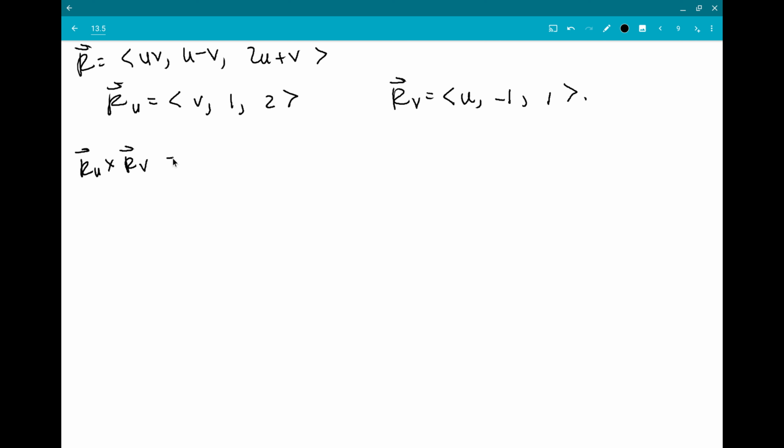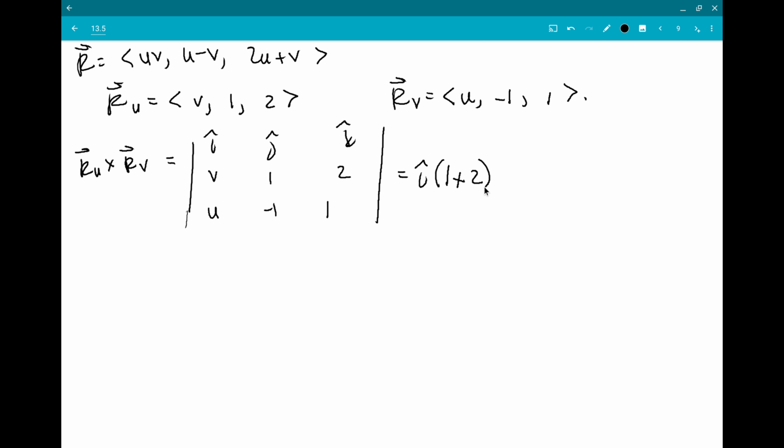And I wanted to compute this cross product, r_u cross r_v. It's been a while since we had to do cross products, but let's go ahead and bring them back. v, 1, 2; u, minus 1, 1. So for i hat, I ignore that component and cross multiply those. I'll get 1 times 1 is 1, minus 2 times negative 1. So minus 2 gives me plus 2.